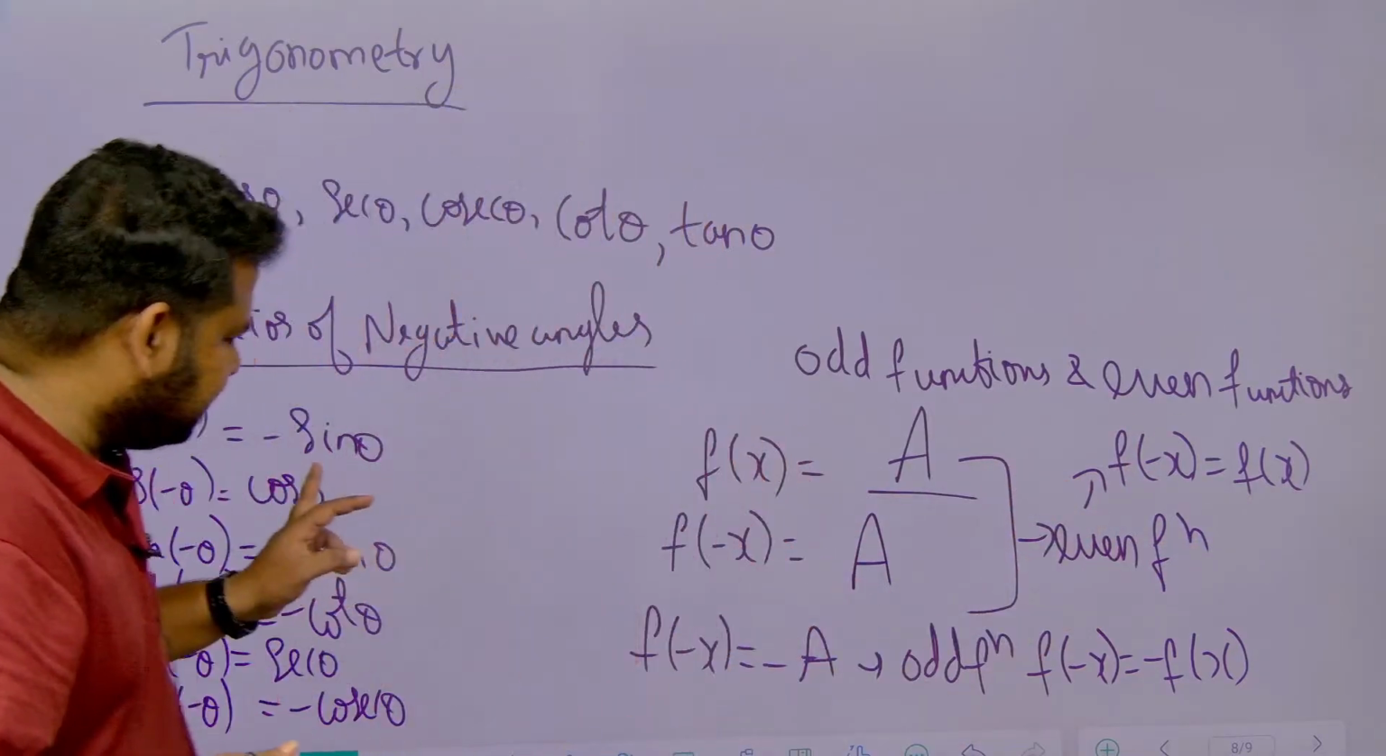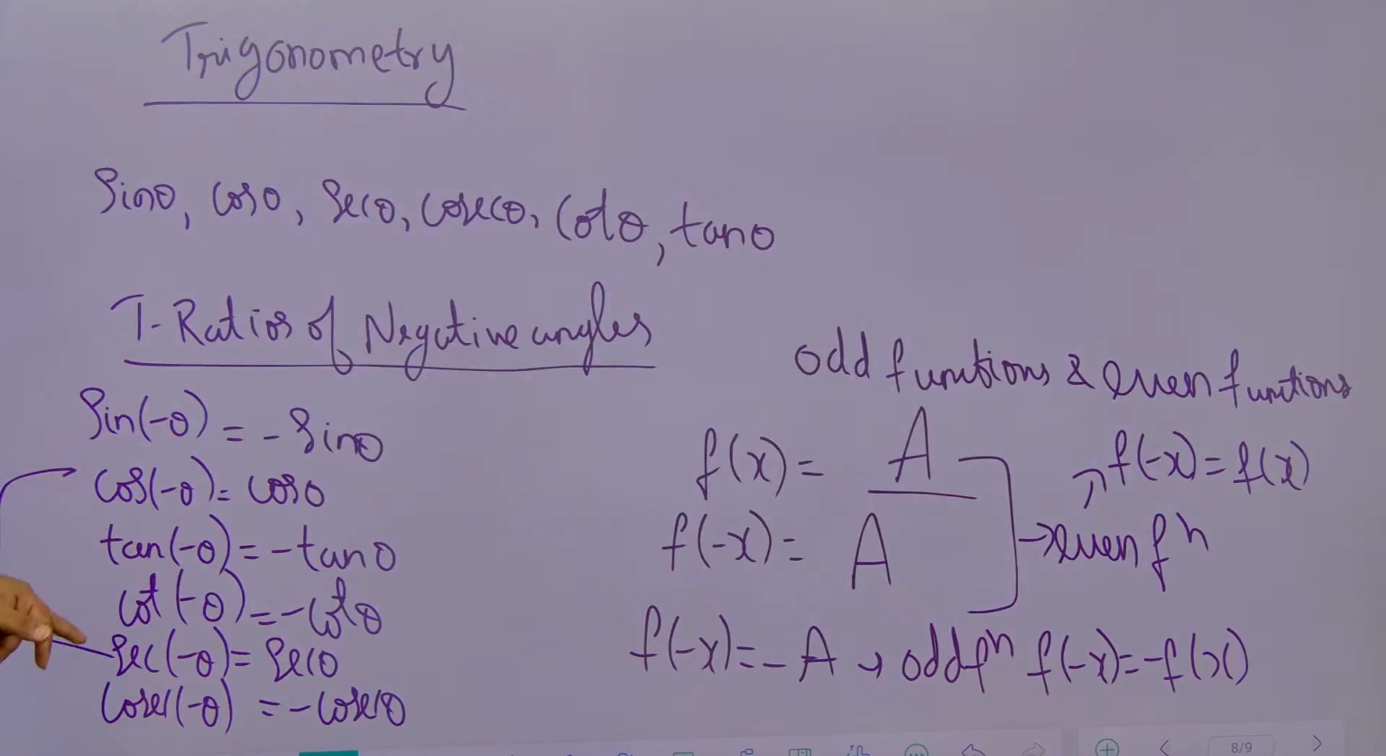Now tell me, what we did here is the same. Instead of sin theta we put sin of minus theta. What do we get? Minus sin theta. Okay, tan of minus theta is minus tan theta. Cot of minus theta is minus cot theta. Okay, cosecant of minus theta is minus cosecant theta.